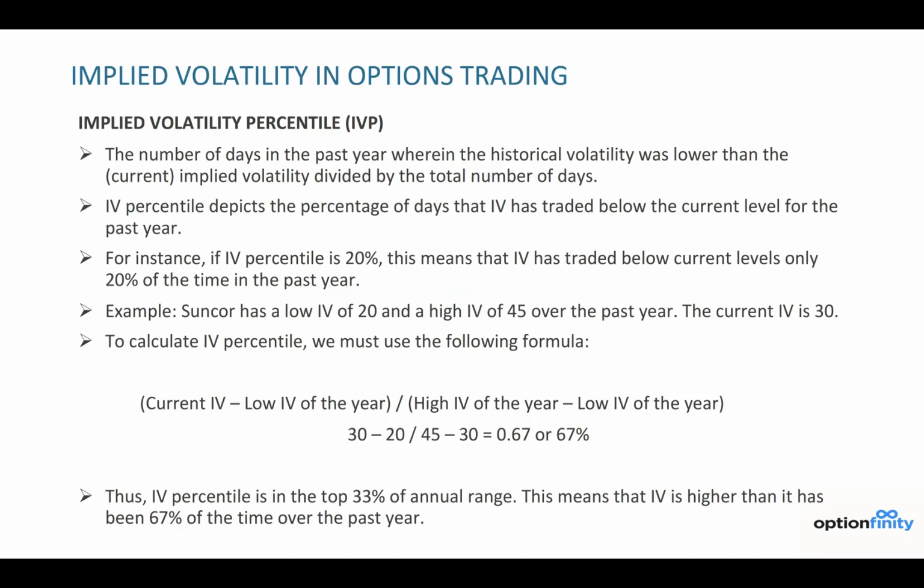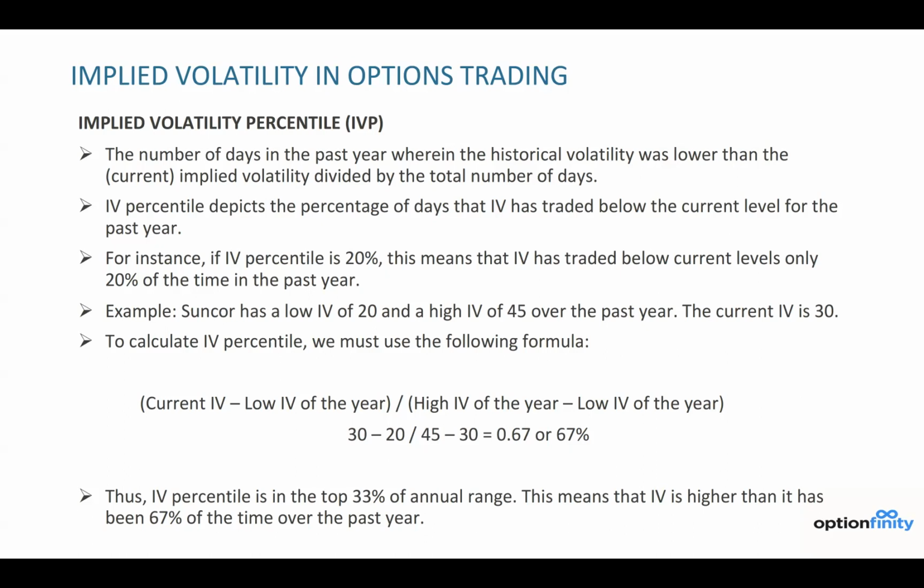So what is implied volatility percentile? Well, it's the number of days in the past year wherein the HV was lower than the current implied volatility, divided by the total number of days, right? And this depicts the percentage of days that IV has traded below the current level for the past year. So for instance, if IV percentile is 20%, this means that IV has traded below current levels only 20% of the time in the past year.